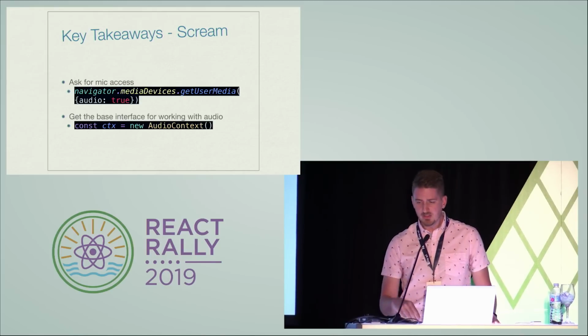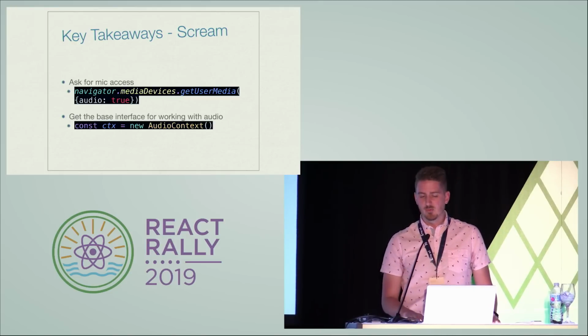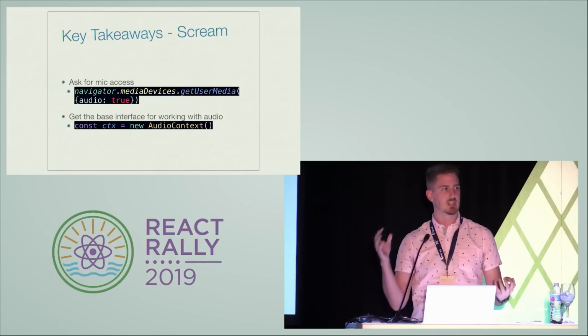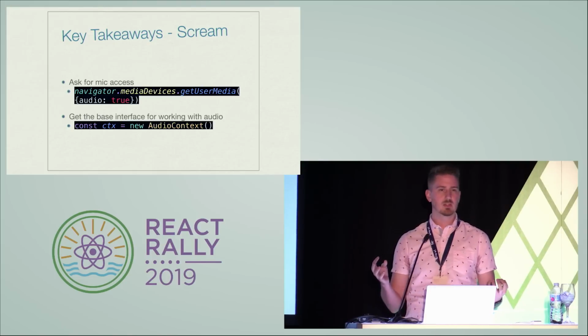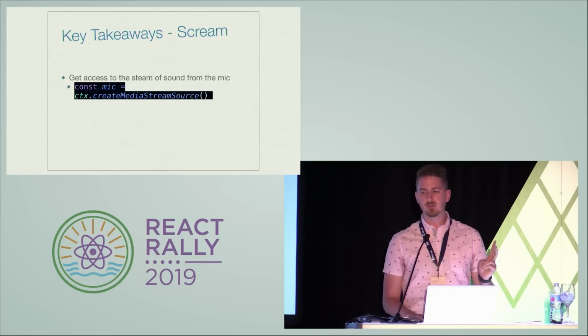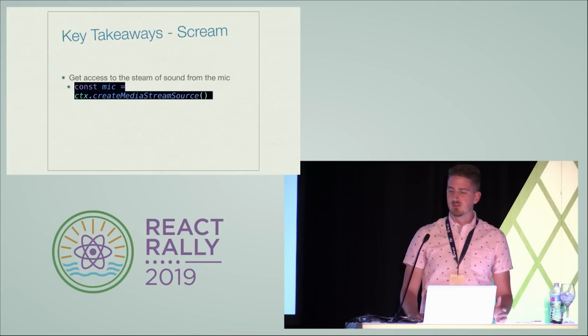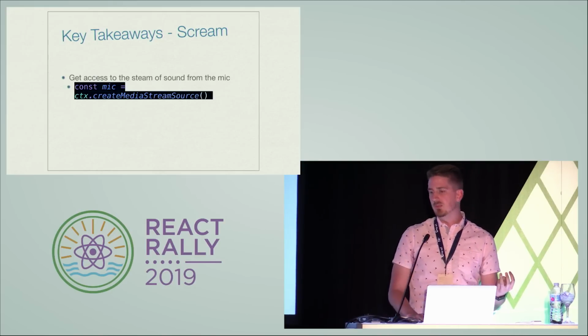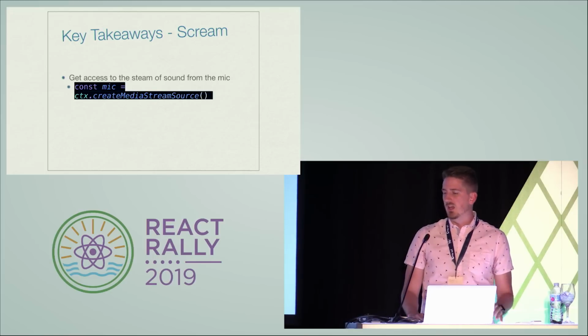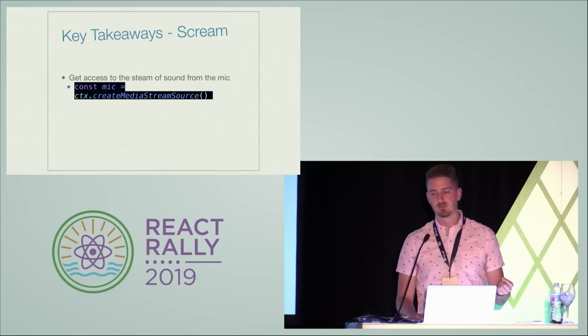And then we're going to create a new audio context. What this audio context does is it's kind of the foundation for all of the future APIs that we're going to be using and dealing with this microphone. So for example, 2 of the APIs, not all of them, but just 2 we're going to talk about: use that context and we create a media stream source. And that allows us to get access to the stream of sound from the microphone.